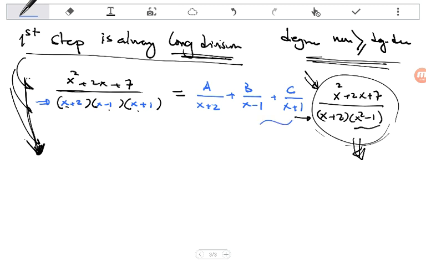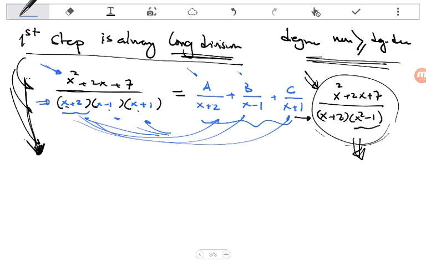When putting my assumption, I don't look at this numerator. The numerator doesn't affect these. Okay? I'm just focusing on the denominator. It is all expressed as a product of brackets, of first degree brackets or linear brackets. So every linear bracket is converted to its fraction, in this way.